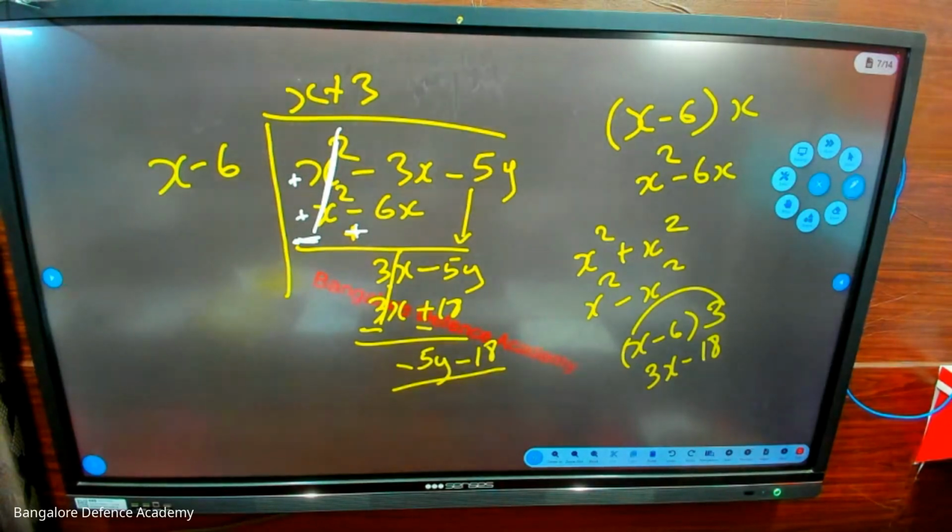Equality of opportunity, equality of opportunity in public employment, surrounding privation. Provision of untouchability. Okay.